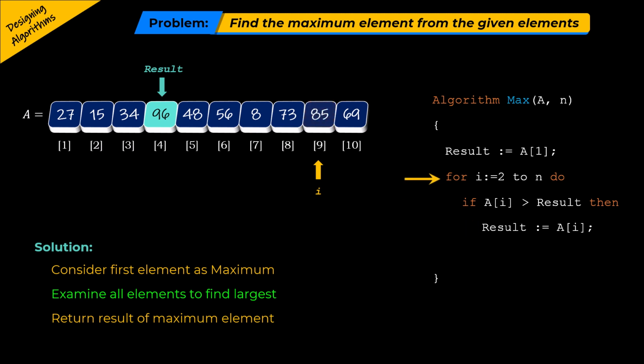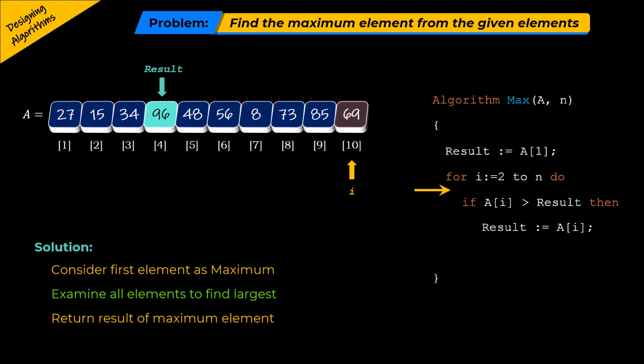Then we go back to the for loop where variable I will be incremented. So variable I was 9 and now variable I will be 10. Then we check the if condition. At this point we have I as 10. So a of 10, which is the element 69, is smaller than the result, which is 96. So the condition in the if statement is false and the statement within the if statement will not execute.